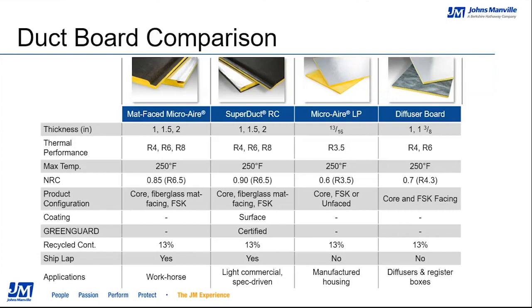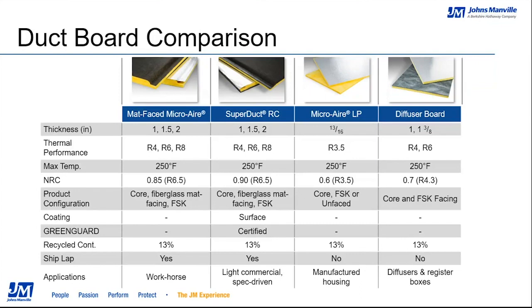Regarding this product, as you notice, it's not an inch thick, it's 13/16. That thermal performance is a 3.5 with the maximum temperature range of 250 degrees Fahrenheit. As you see with the product configuration, the core is fiberglass and it can come with an FSK or it can be unfaced. And there's no shiplaps attached to that product.